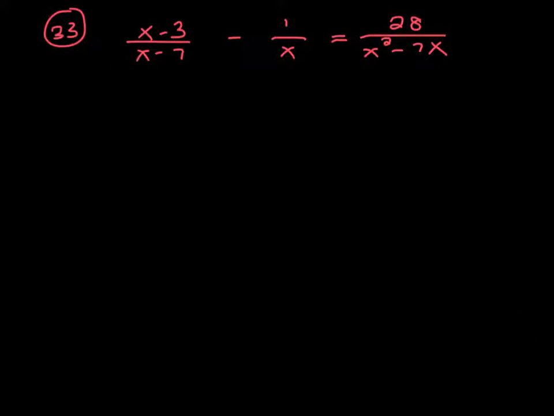Okay, and the last one we're going to do together is number 33. Now, if you look at the fraction again on the right-hand side of the equation, that can be factored. You could pull out a GCF of x, and it would leave you with an x minus 7. So as you can see, our common denominator is going to be x times x minus 7.